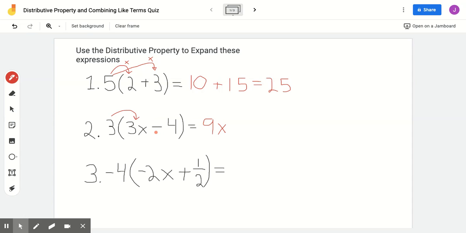We keep our sign that we had there, the negative, minus sign, and we distribute the 3 to the 4. 3 times 4 is 12. So our final expression here is 3x minus 12. Okay, let's check our last distributive property question. Negative 4 times (negative 2x plus 1/2).